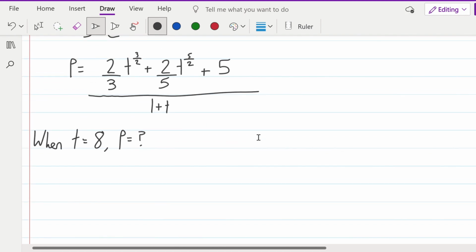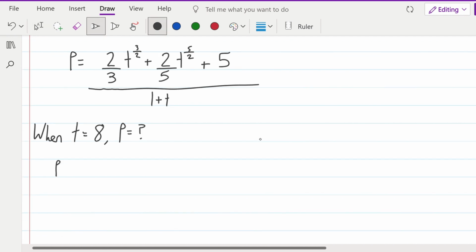So plug t into all of this, and once you do that, you should get as your answer 10.2769... So that's our final answer, right? Absolutely not. I'll just write a few more decimal places before explaining why not.